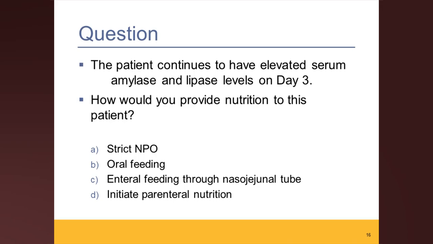And so the question I had for the audience, which I don't know is going to work anymore, is: the patient continues to have elevated serum amylase and lipase levels on day 3 of her hospitalization. How would you provide nutrition to this patient? Strict NPO, oral feeding, enteral feeding through a nasal jejunal tube, or initiate parenteral nutrition.